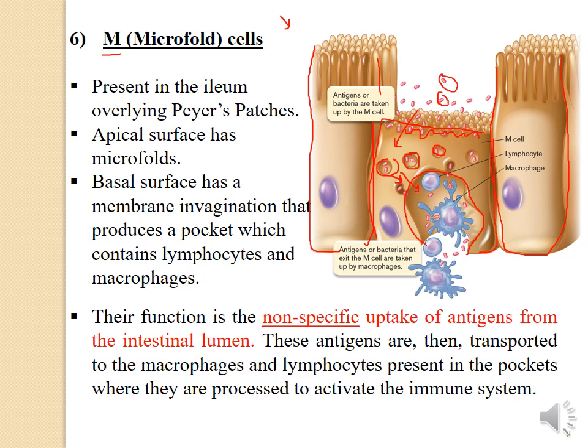What do we find here? We have macrophages and lymphocytes. These will take up these antigens and process them, and this will lead to activation of the immune system. So the microfold cells act as a bridge between the antigens in the lumen and the lymphocytes, macrophages and the immune system in the connective tissue below.